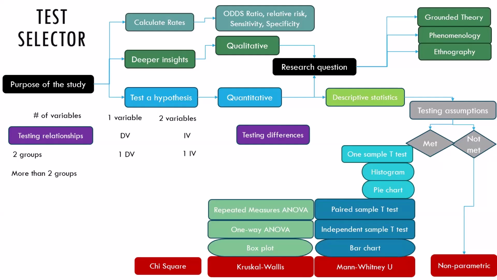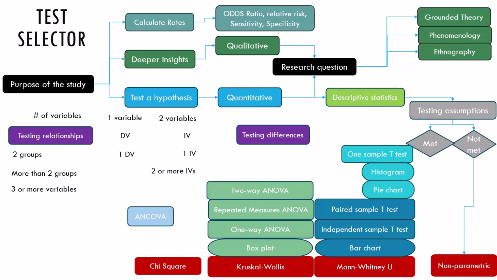What if you have more than two groups? Then you're going to be looking at a repeated measures analysis of variance, a one-way or an n-way, it could be more than one way, analysis of variance, or a box plot. Oh yeah, so if you have more than three variables, then you're looking at a two-way ANOVA. If you have two or more independent variables, you may be looking at an analysis of covariance. If you have two or more dependent variables, you're looking at a multiple ANOVA, which is called a MANOVA.